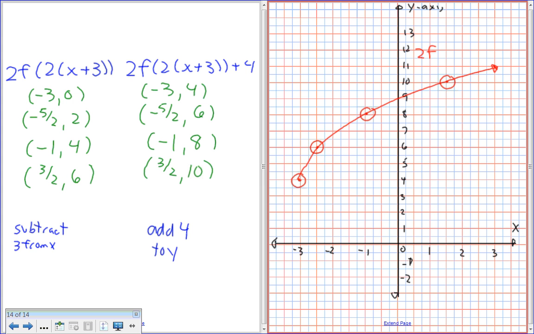f of 2x plus 3. I think I'm also going to just draw the square root graph here, just to, I can't really do it this way.